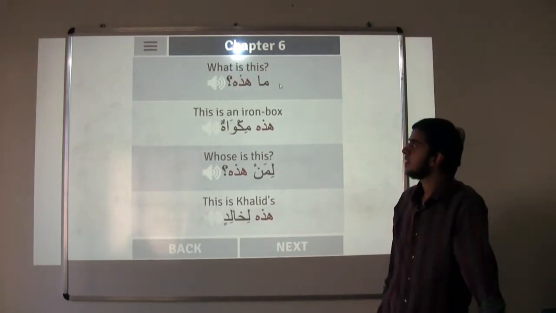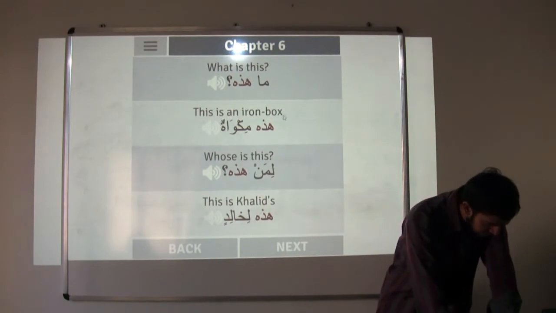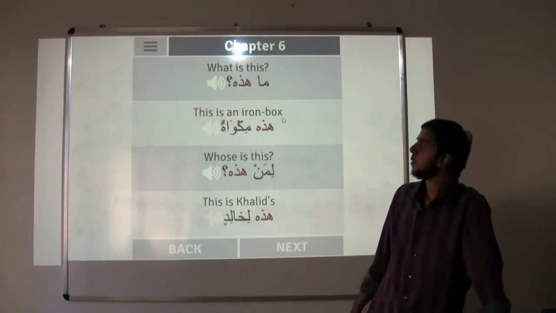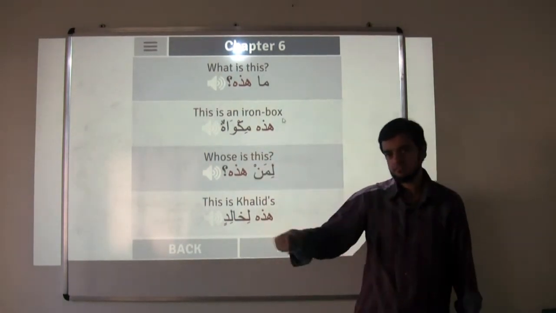Ma hadihi? Okay. Ma hadihi. Hadihi mikwatun. Mikwatun means iron box.